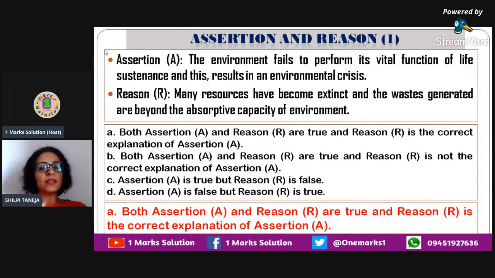So both the statements are true and reason is the correct explanation of assertion. So we can say we'll go for option A in this question.